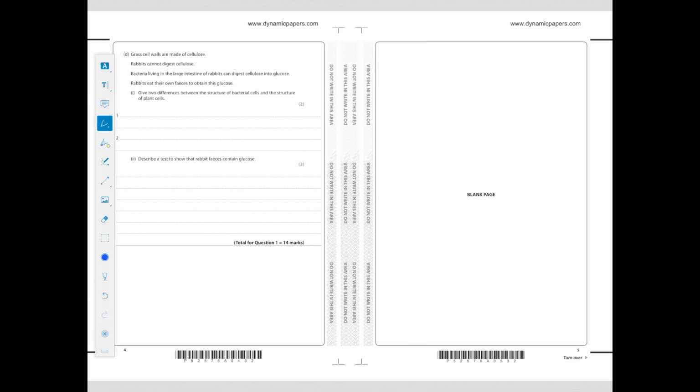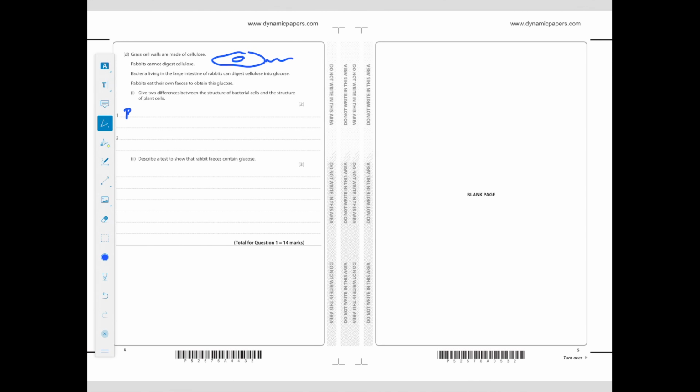D. Grass cells are made from cellulose. Rabbits cannot digest cellulose. Bacteria living in the large intestine of rabbits can digest cellulose into glucose. Rabbits eat their own feces to obtain this glucose. Give 2 differences between the structure of bacterial cells and the structure of plant cells. So you can give anything sensible here. So for me, if you remember the bacterial cell, it looks a bit like this. It has a flagella. It does have a cell wall, but its cell wall is not made out of cellulose.